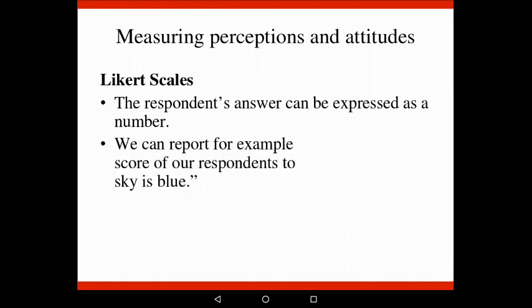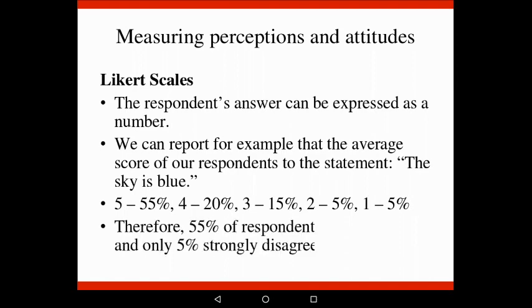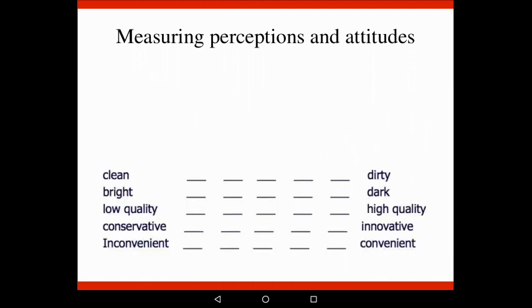The respondents' answers can be expressed as a number, and you can report, for example, the average score of our respondents to the statement the sky is blue. The people who chose number 5, strongly agree, there was 55% of them. Those who agree, 20%. Those who are neutral, 15%. Those who disagree, 5%. And those who strongly disagree, another 5%. So you can use numbers and percentages to quantify that data. Right, 55% of respondents strongly agreed, whereas 5% strongly disagreed.